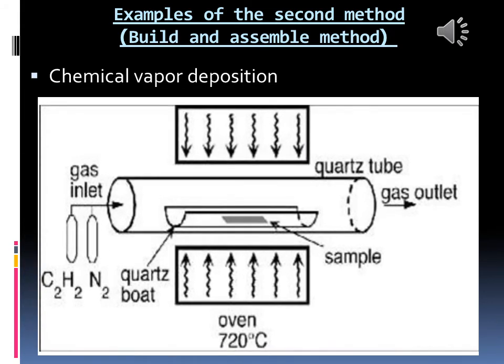The chemical vapor deposition process uses hydrocarbons as the carbon sources, including methane, carbon monoxide and acetylene. The hydrocarbons flow through a quartz tube in an oven at a high temperature, 720 Celsius. Schematic diagram of the chemical vapor deposition apparatus.